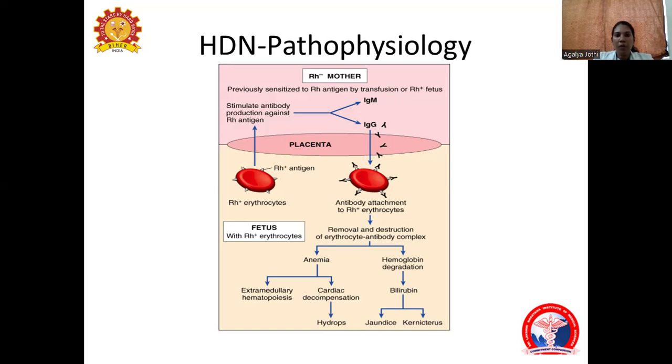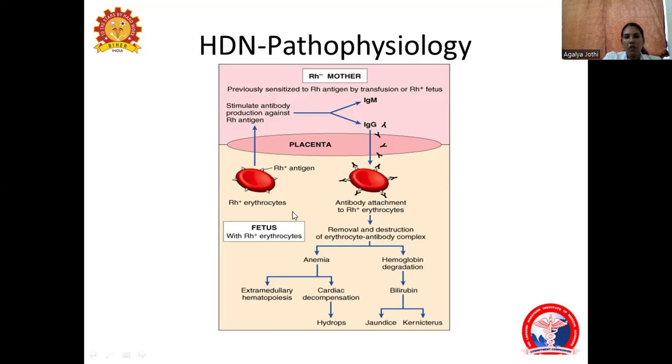An RH negative mother, previously sensitized to RH antigen by transfusion or an RH positive fetus, stimulates antibody production against the RH antigen. It can be an IgM or IgG. The IgG crosses the placenta and the antibody combines with the RH positive erythrocytes. Here you can see the IgG antibody which crosses the placenta and binds to the erythrocytes.